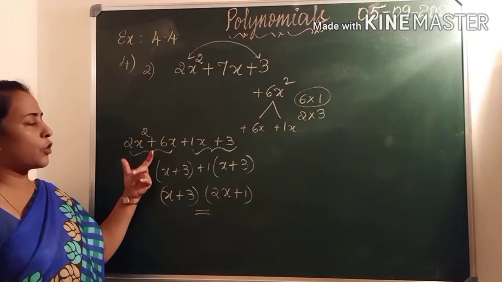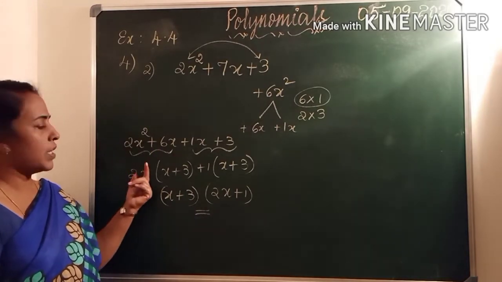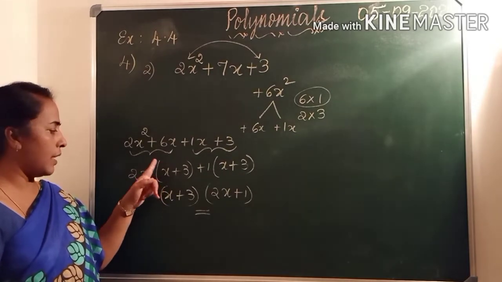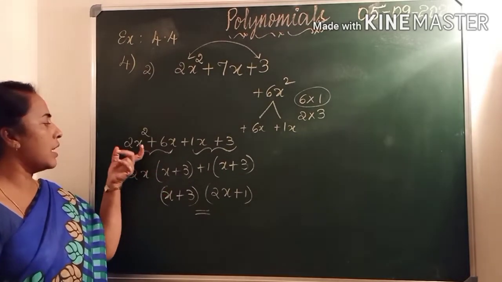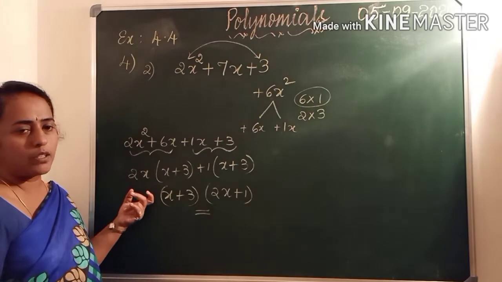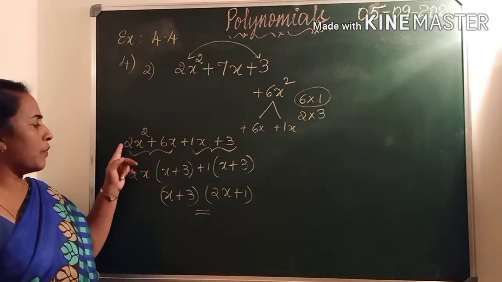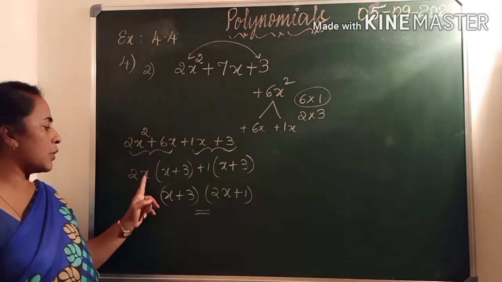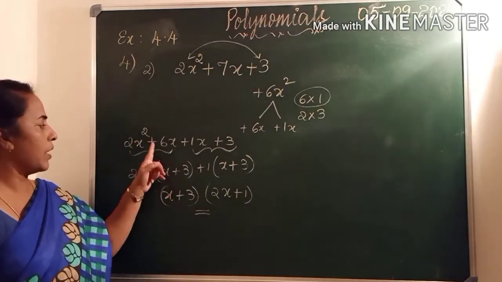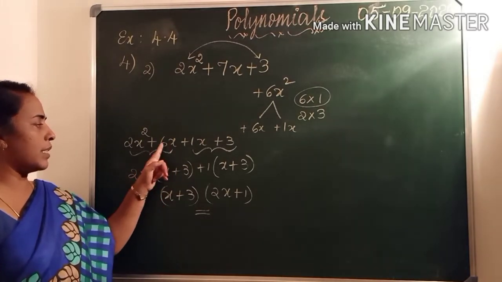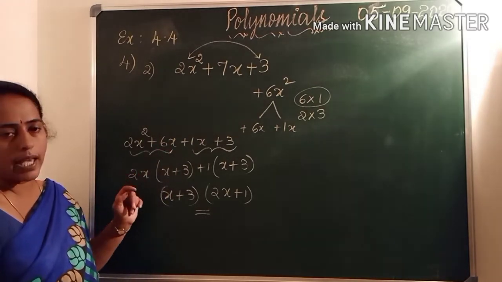So, 2x is common in the first group. So, after taking the common factor outside, open the bracket. Then to write inside the bracket, each term should be divided by the common factor. 2x square, when it is divided by 2x, so 2 will be cancelled. When you divide x square by x, you will get x. Now, plus, divide the second term by 2x. So, 2 ones are 2, 3s are 6, x will be cancelled.